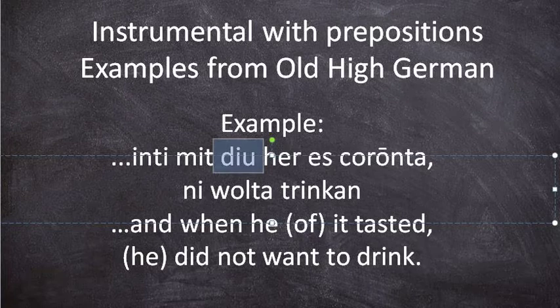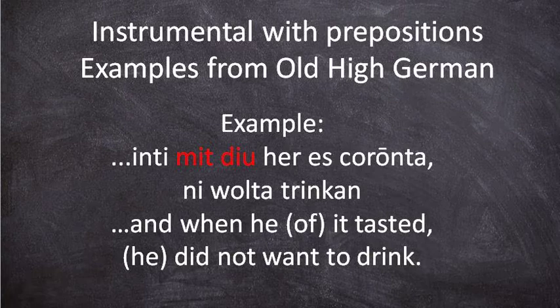Knowing this is pretty convenient when you want to express more elaborate or more sophisticated sentences. You use mit diu, right? So knowing the instrumental is quite handy in this context. So inti mit diu her es coronta ni volta trinkan: and when he tasted it, he did not want to drink. Okay. Let's move on.